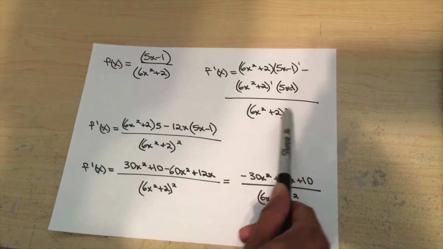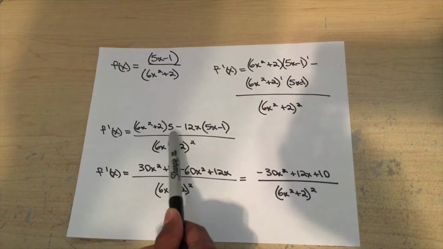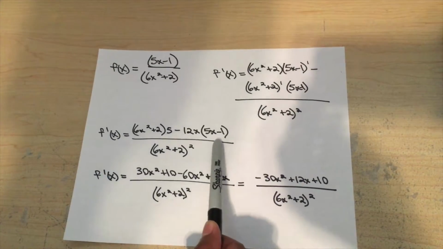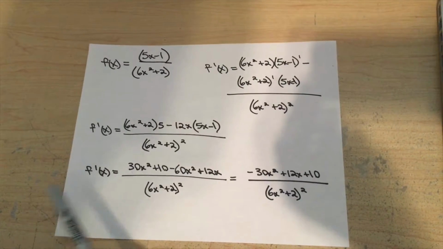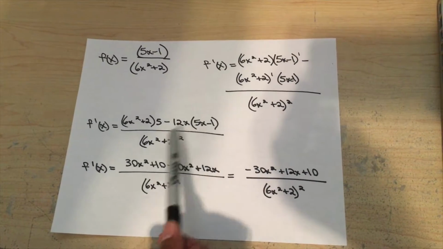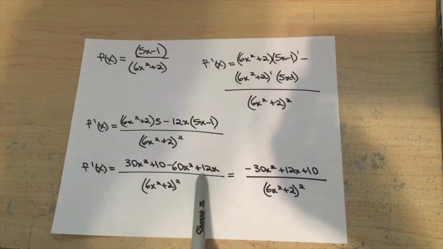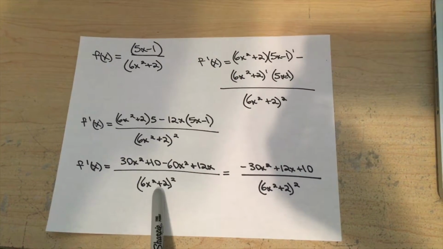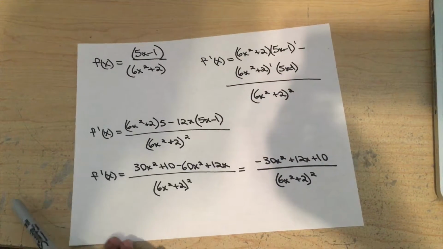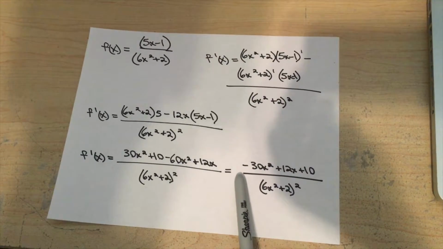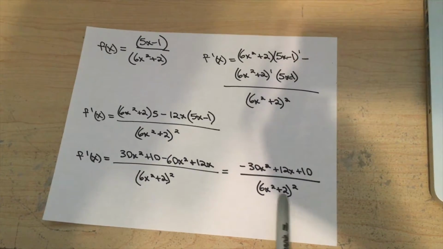the denominator squared. And so when we do this, we get 6x squared plus 2 times 5 minus 12x times 5x minus 1 over 6x squared plus 2 squared. And so we simplify the top by multiplying these out, and we get 30x squared plus 10 minus 60x squared plus 12x over 6x squared plus 2 squared. And then we further simplify this by combining like terms. And then our final answer is negative 30x squared plus 12x plus 10 over 6x squared plus 2 squared.